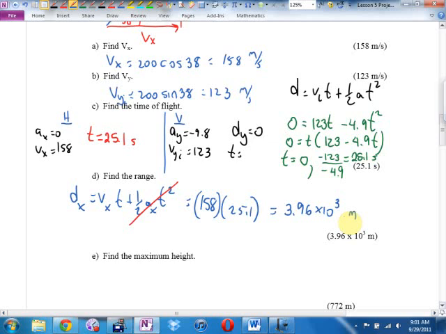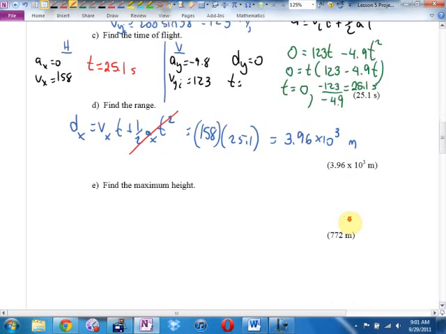E. Find the maximum height. Am I going to solve this vertically or horizontally? And there's an obvious answer screaming out at me in the way the question is phrased. Why vertically? Height! That's a vertical word. Okay. I still have my vertical stuff listed right here, except T is not going to be 25.1.